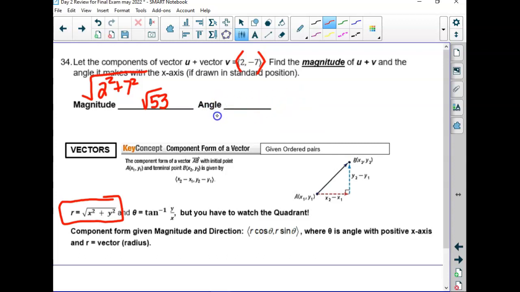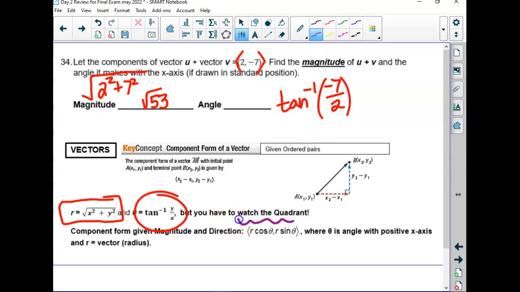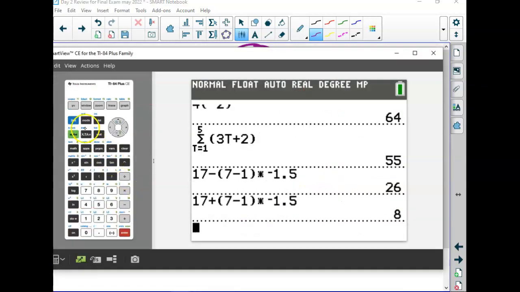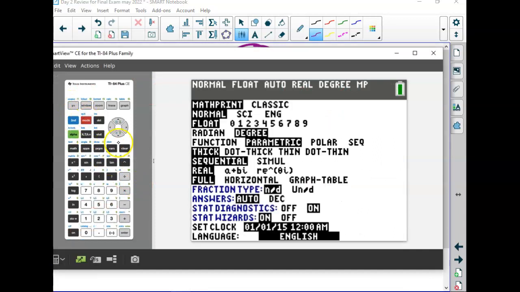How do you find an angle? Right down here it says inverse tangent, and it even tells you it's the y over the x. Okay, but the whole part about watch the quadrant, see that down there? Well, what quadrant? How do we even know what quadrant we're in? 2, -7 is over here, right? Okay, so what mode should I be in? Degrees. Yep, you can take this whole section in degrees.